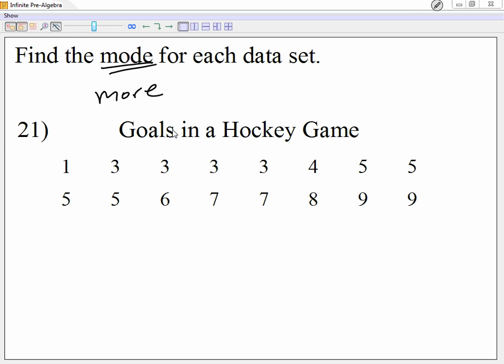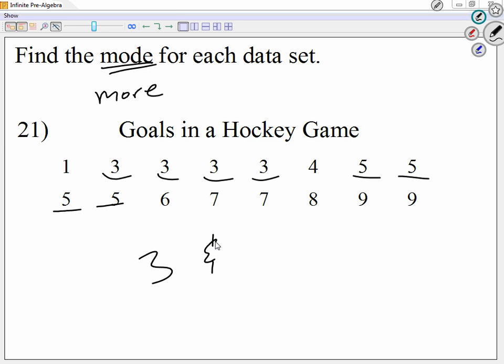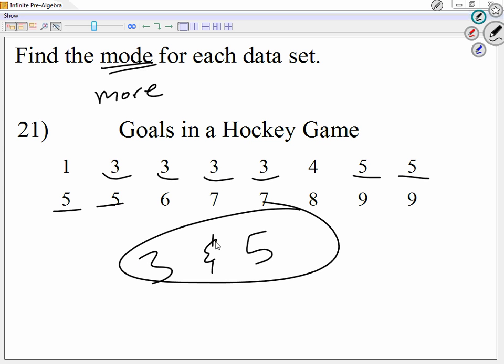So I'm looking at which number appears the most. That's basically what I'm looking at. I notice that 3 appears 4 times. Seems to be a number that repeats a lot. But then I also notice that 5 also appears 4 times. I don't see any number that repeats the same amount or more. So in this case, there are 2 modes: 3 and 5.